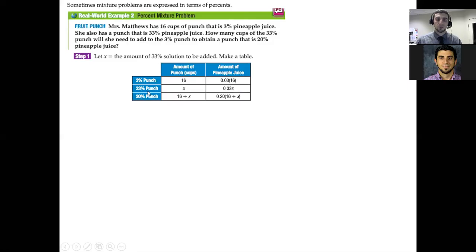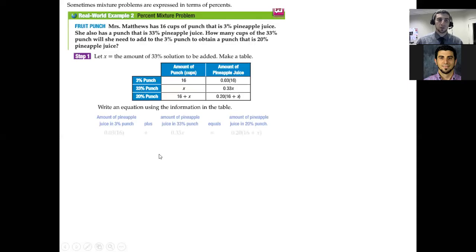The 33% punch, same thing, 0.33 times X. And 20% punch, 20% as a decimal is 0.20, so 0.20 times 16 plus X. All right, so then we're going to write an equation using the information in the table. So the amount of 3% plus the amount of 33% should equal the amount of 20%. So we just fill that in. 0.3 times 16 plus 0.33 times X equals 0.20 times 16 plus X.